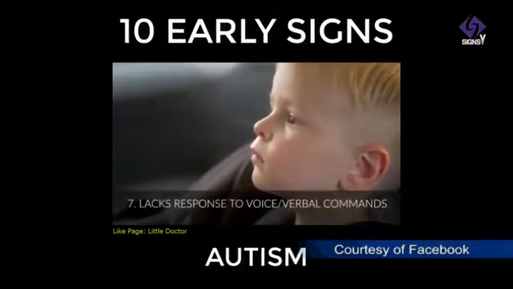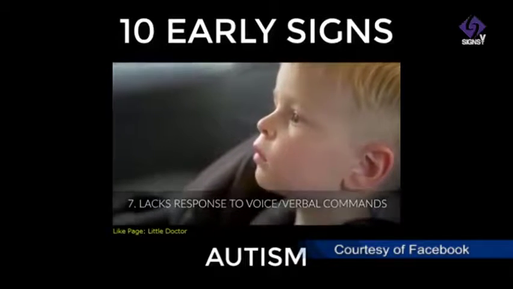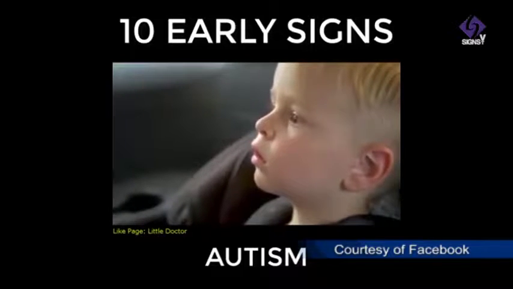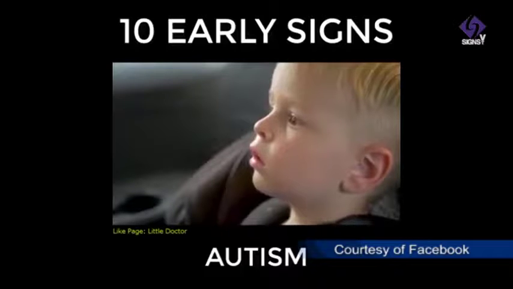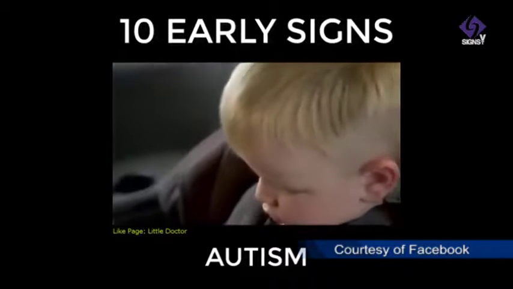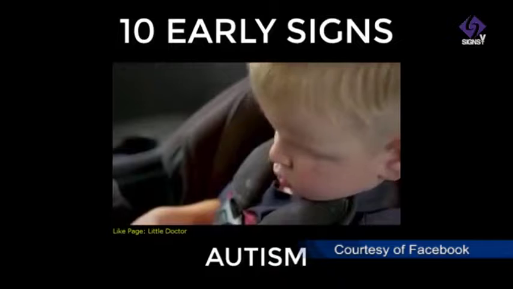At number 7, we have a lack of response to voice or sound. While every child has ignored their parents at some point, usually out of spite, you will notice an autistic child being aloof, as if in their own little world. Sometimes parents think their little child has hearing problems at first, but this has more to do with being withdrawn than not hearing. If anything, autistic people hear too much and have a hard time filtering out noises.